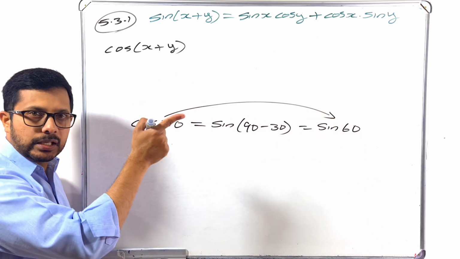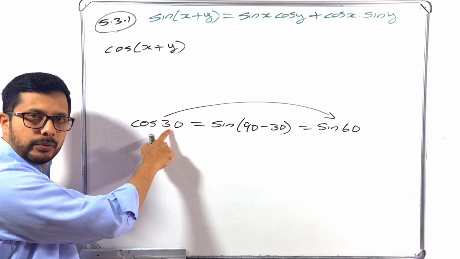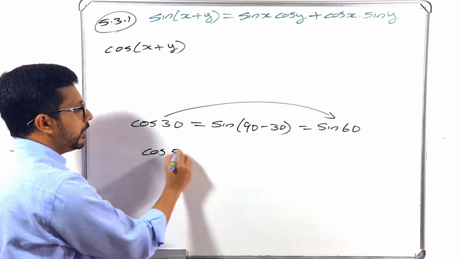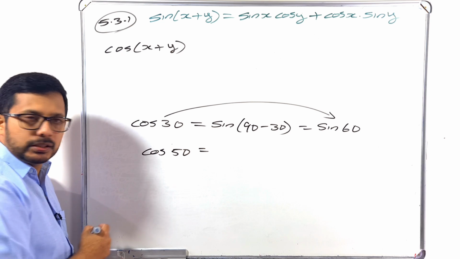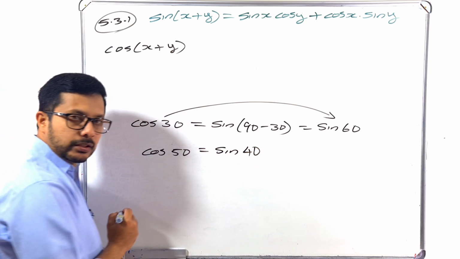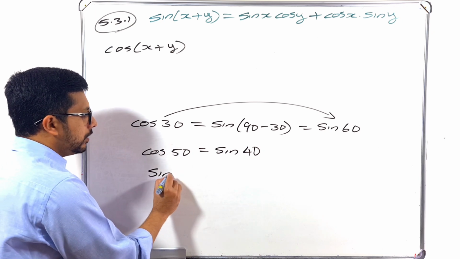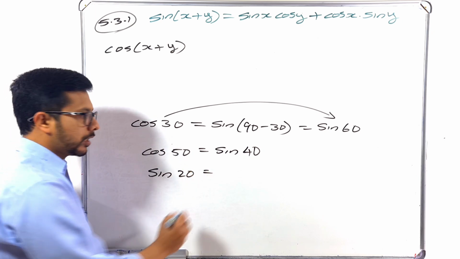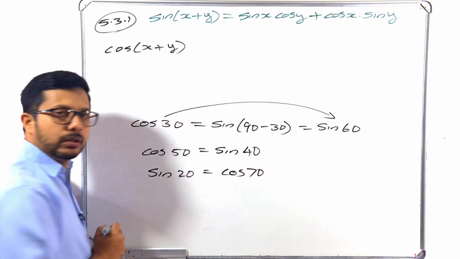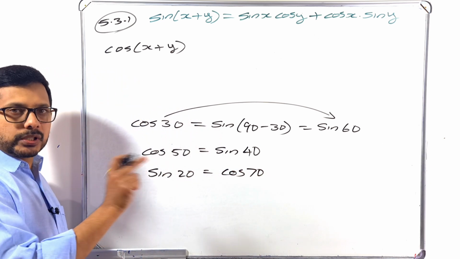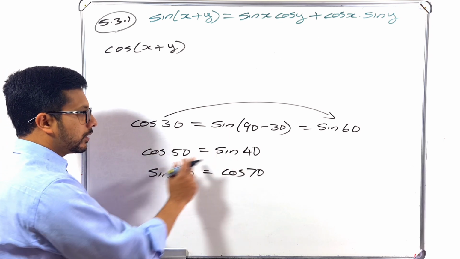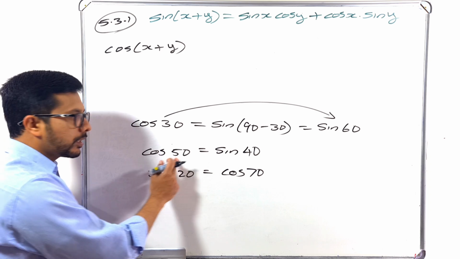How do you get that sine 60? 90 minus this 30. So cos 50 is sine of 90 minus 50, that is sine of 40. Sine 20 is cos of 90 minus 20, that is cos 70. So you can convert sine and cos like this easily. Cos 50, how can you write it as sine? Sine of 90 minus 50, that is sine of 40.